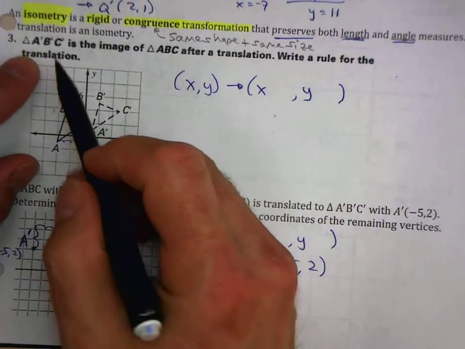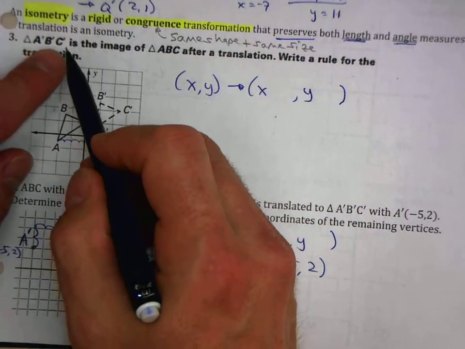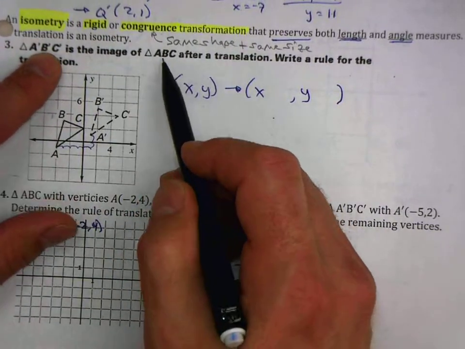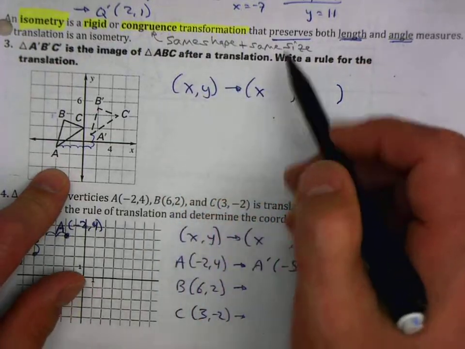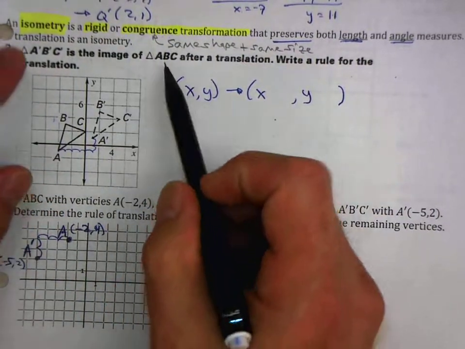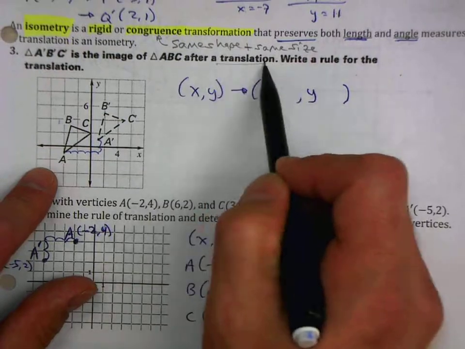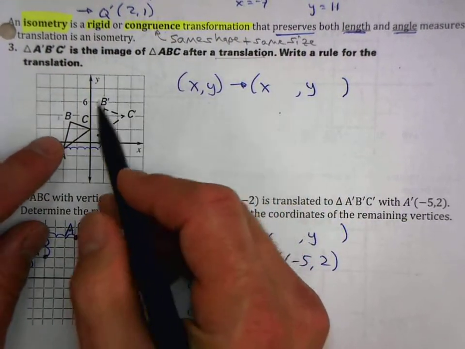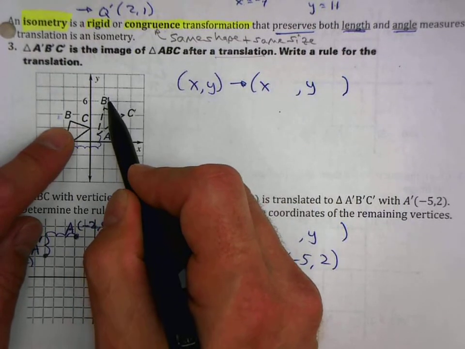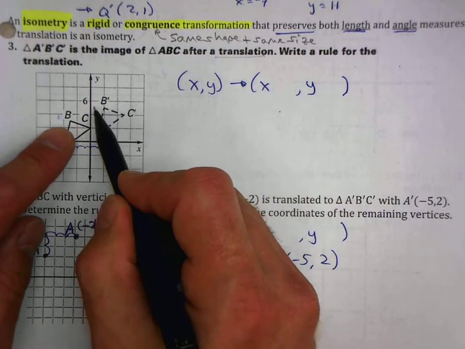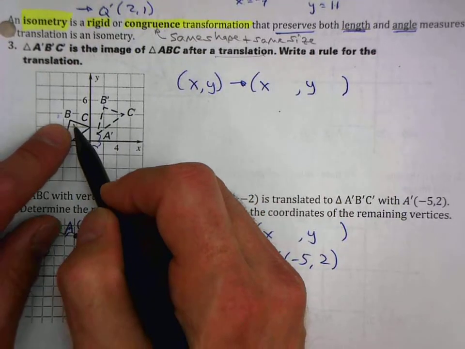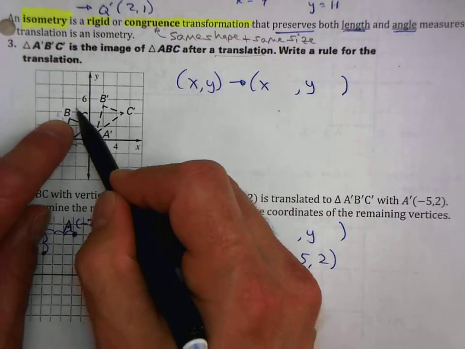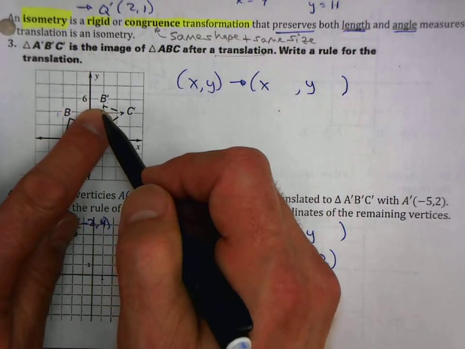Number 3, they say triangle A prime, B prime, C prime is the image of triangle ABC after a translation. And we could have known that just from this picture. When you see the prime, you think of the image, so therefore ABC must be the pre-image. So we're going from the pre-image up here to the image.